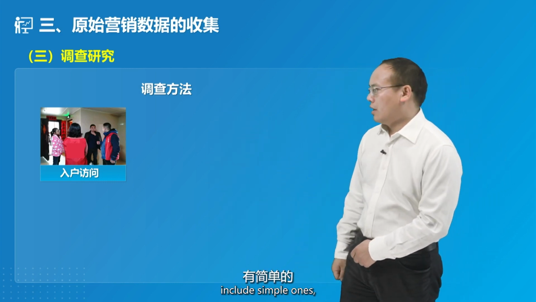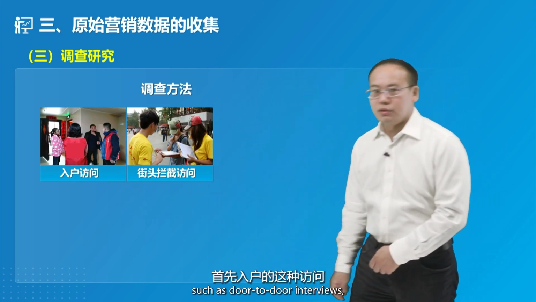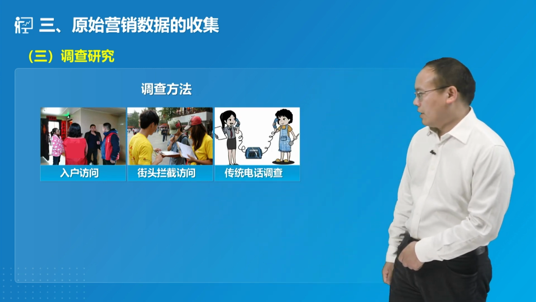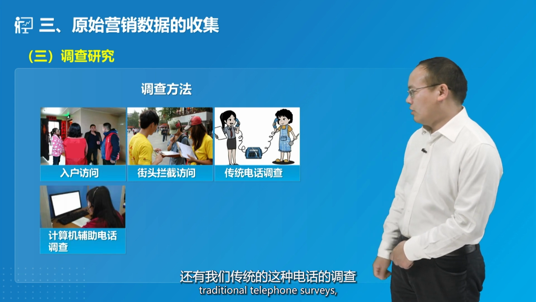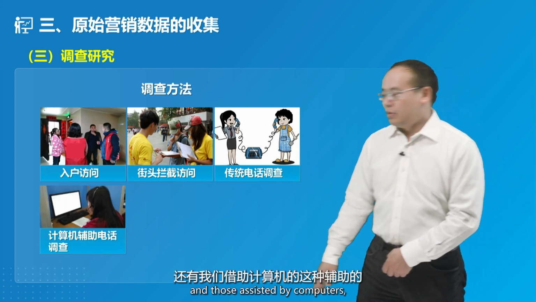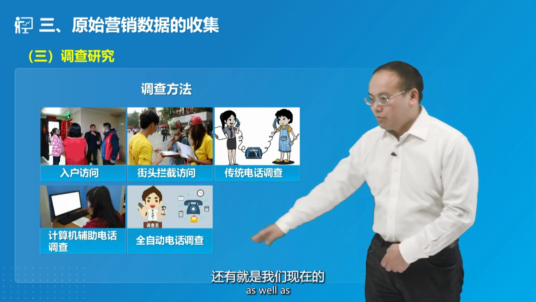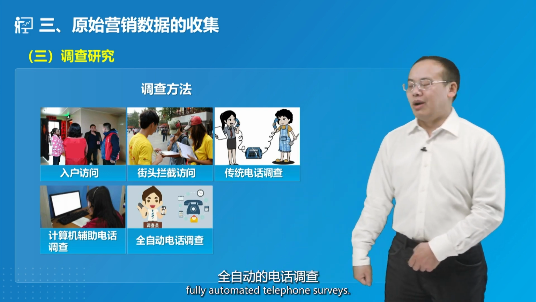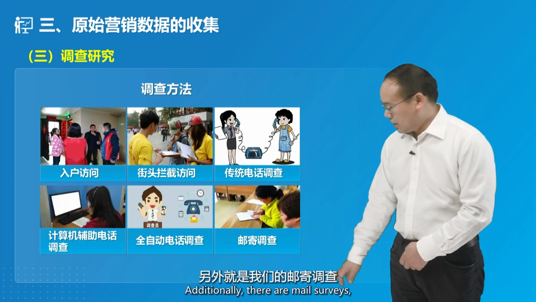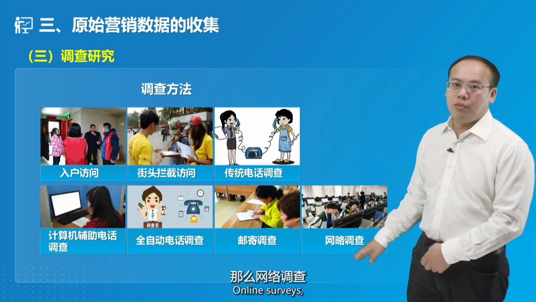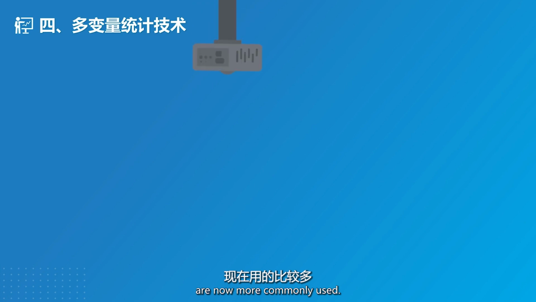In our reality, our survey methods include simple ones, such as door-to-door interviews, street intercept interviews, traditional telephone surveys, and those assisted by computers, computer-assisted telephone interviews, as well as fully automated telephone surveys. Additionally, there are mail surveys and online surveys. Online surveys are now more commonly used.